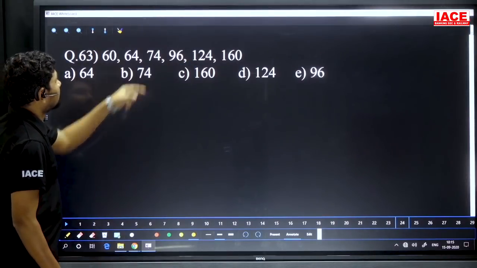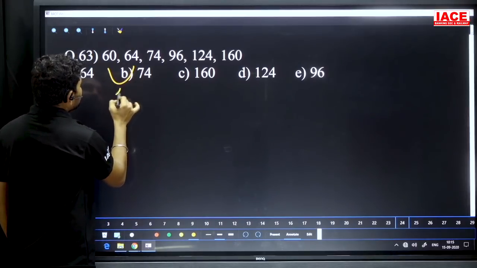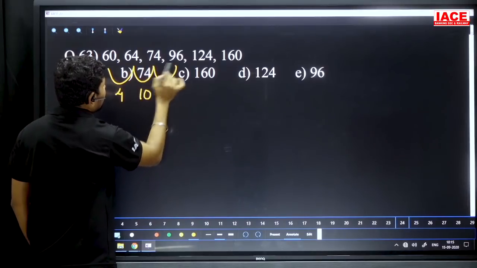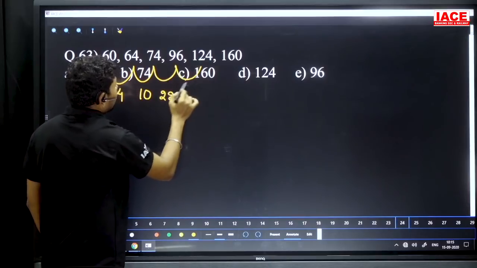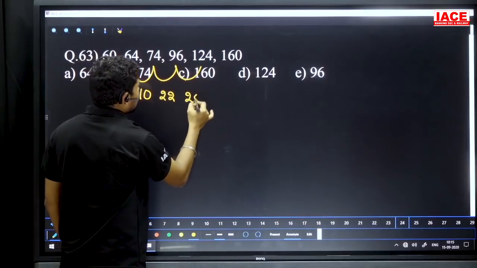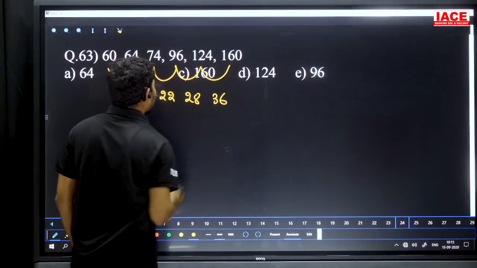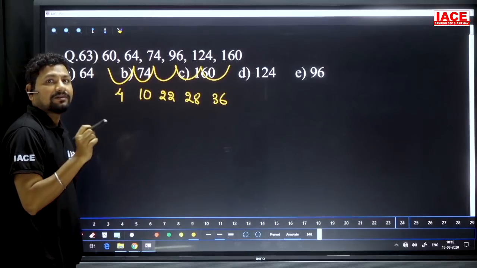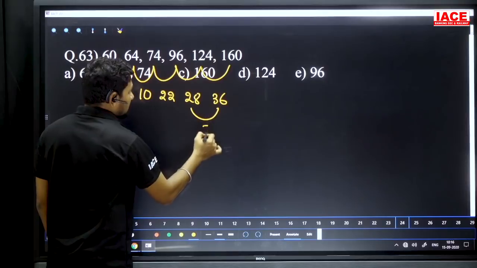Question number 63. 60, 64, 74, 96, 124 and 160. 60 to 64 difference is 4, 64 to 74 difference is 10, 74 to 96 difference is 22, 96 to 124 difference is 28, and 124 to 160 difference is 36. We have to maintain a continuous series, or consistency, like a constant difference. So 28 to 36 difference is 8.